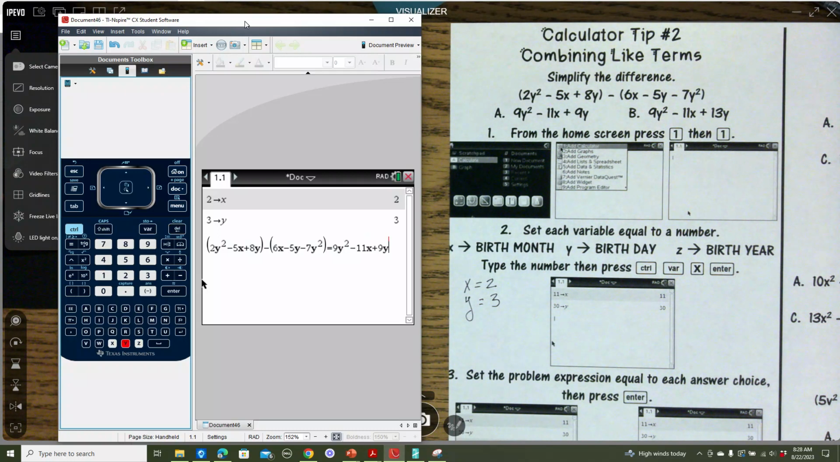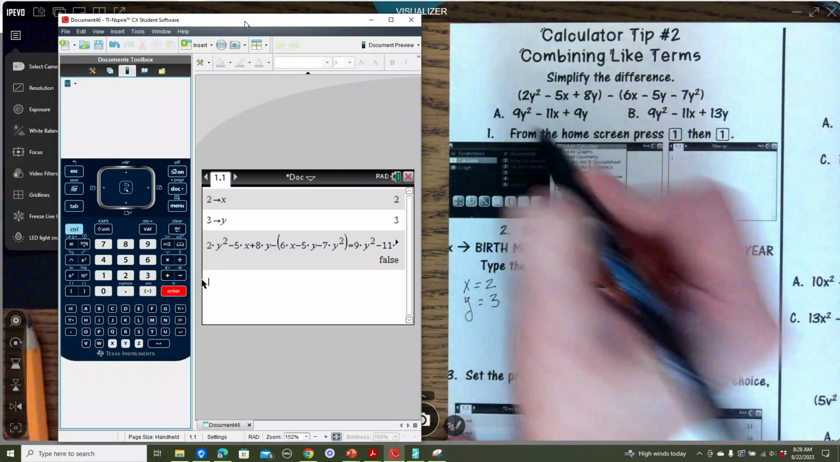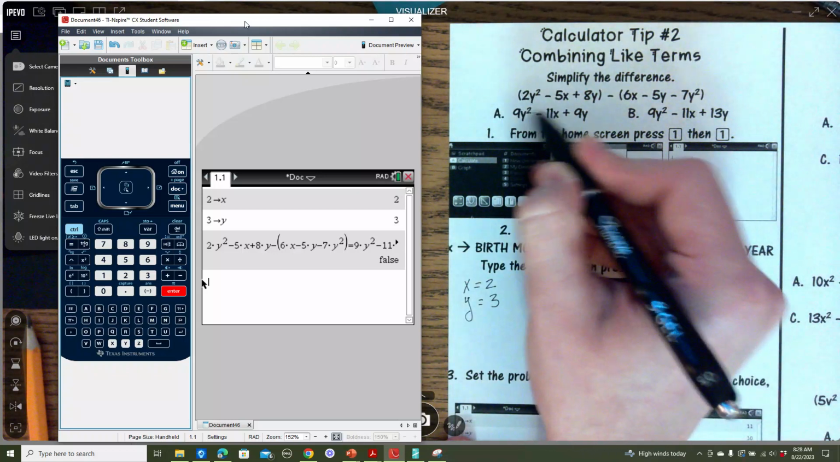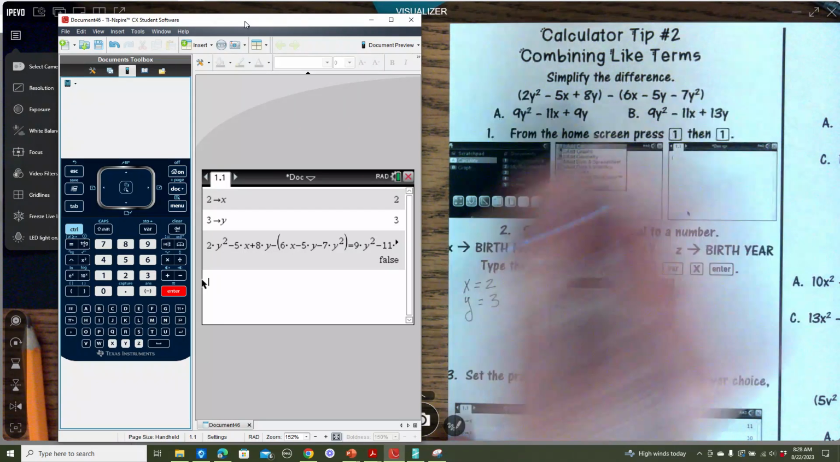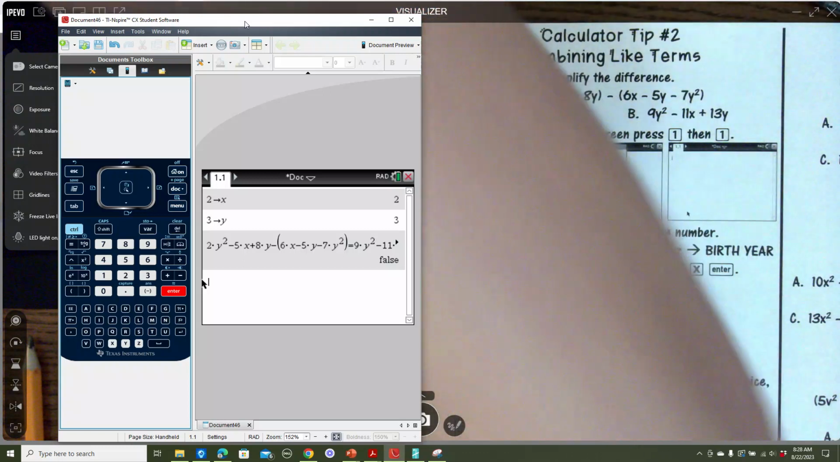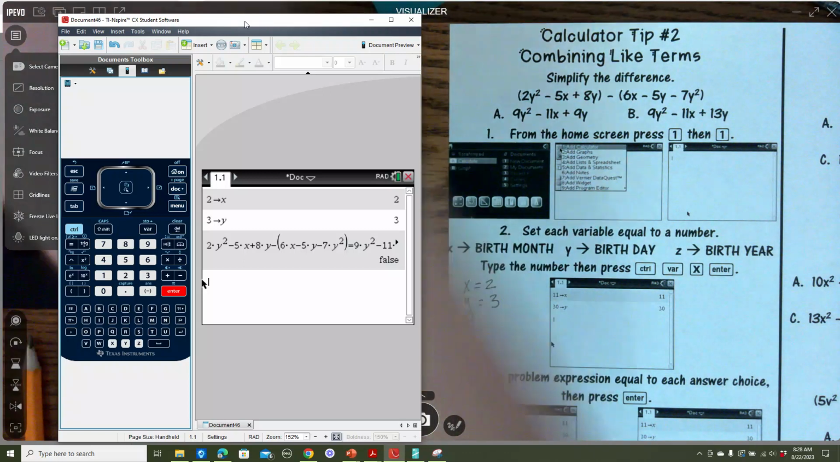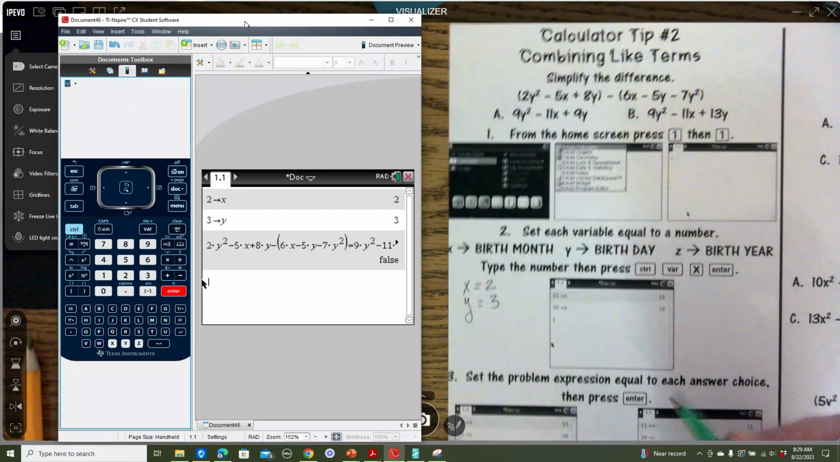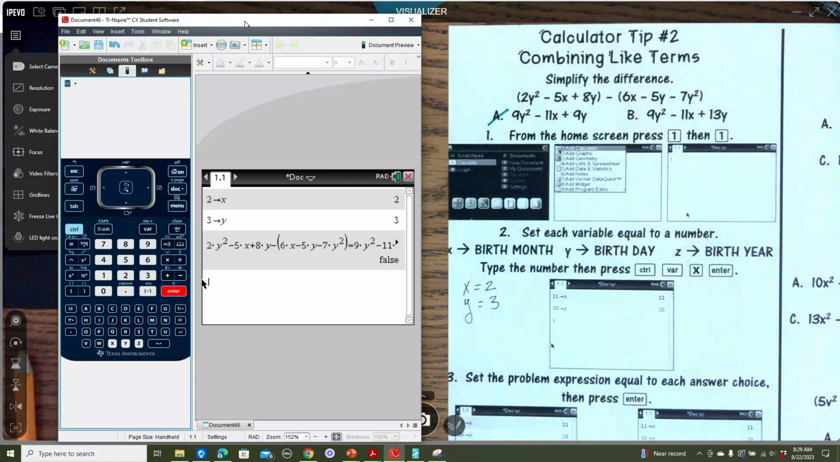When I hit enter, it says false. That means those two things aren't equal. That means A is not my right answer choice. A is not the simplified version of the question they gave me. So we know it can't be A.